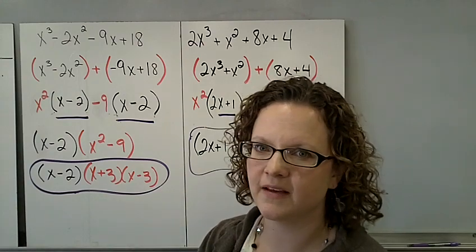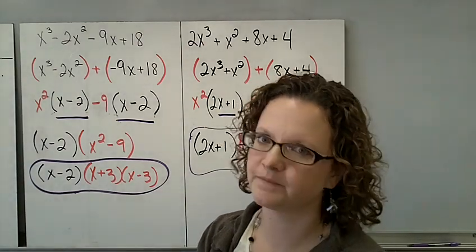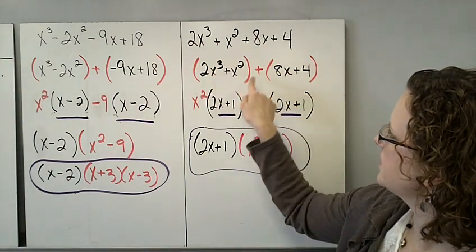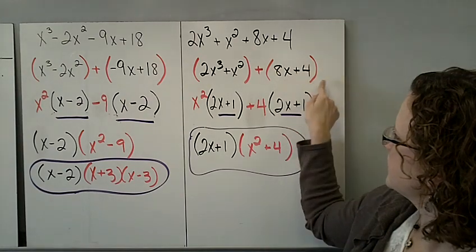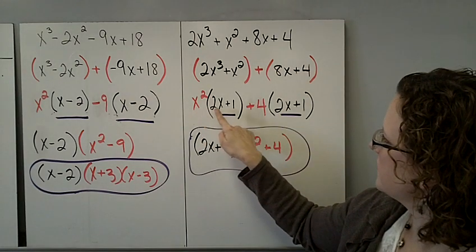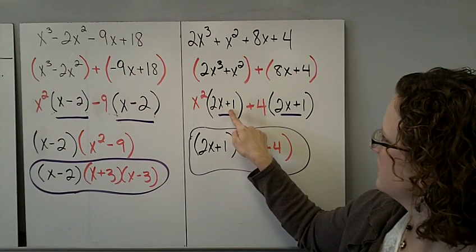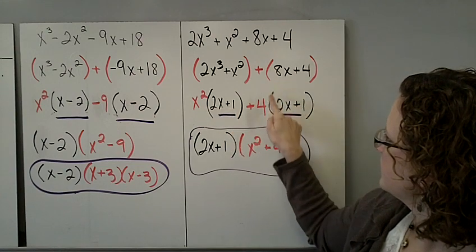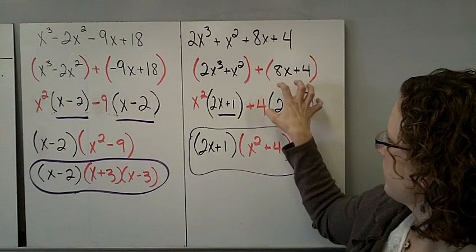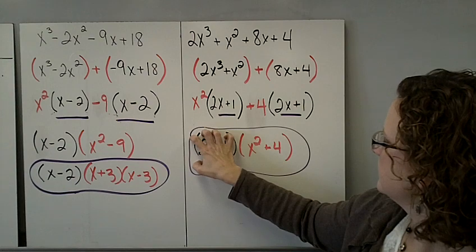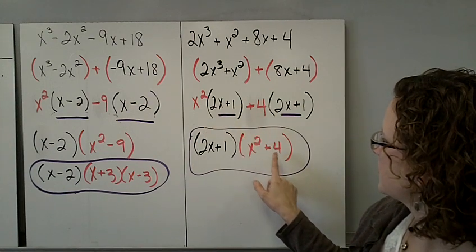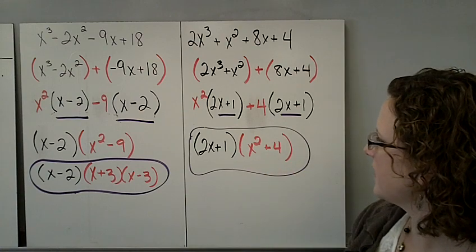One more example, and by this point you should be seeing a pattern. Big polynomial. Parentheses around the first two, parentheses around the second two. Factor out your GCF, and you're left with 2x plus 1. Factor out your GCF, which is a positive 4, and you're left with 2x plus 1. Matching binomial, and what you're left with. Here I don't have the difference of perfect squares, and that's okay. You have your final answer.